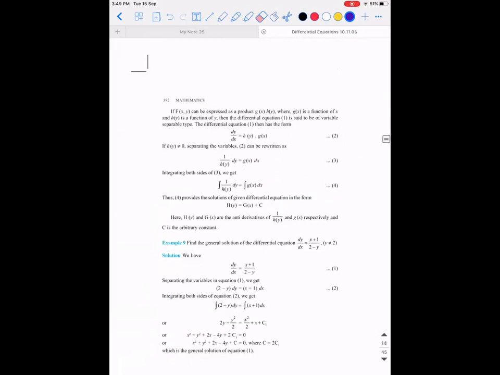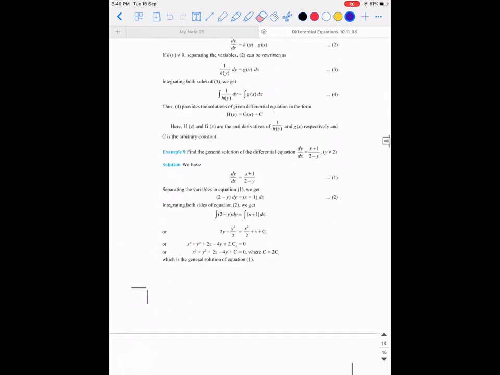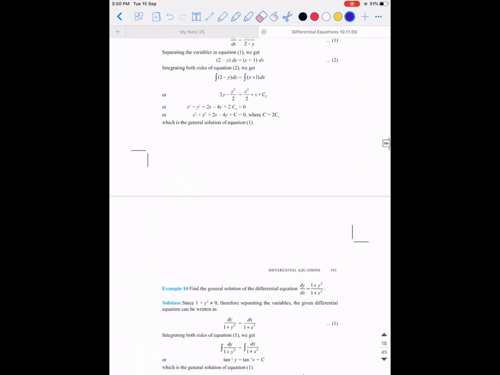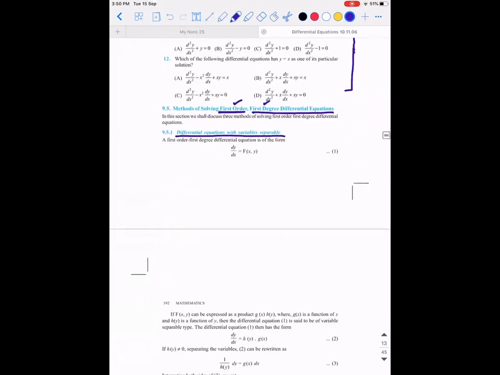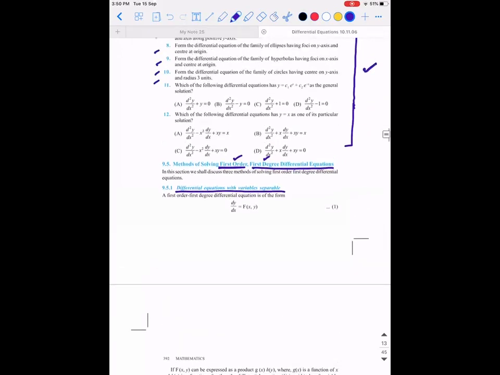The first method is called the variables separable method. Differential equations with variables separable. The meaning of this is you can separate the variables and write it. So till now what did we do? Till the third exercise, though the name of the chapter is differential equation, what exactly were we doing? If a function is given to us, depending on the number of arbitrary constants present in it, we were differentiating and trying to find the differential equation.